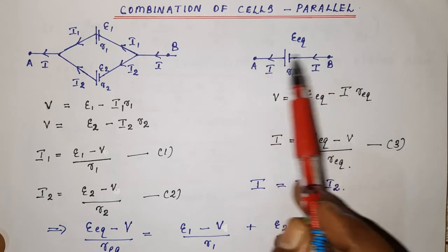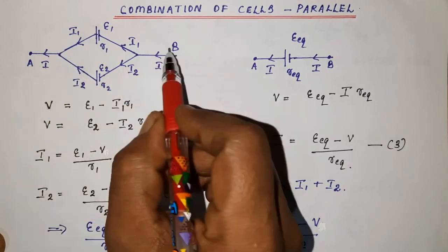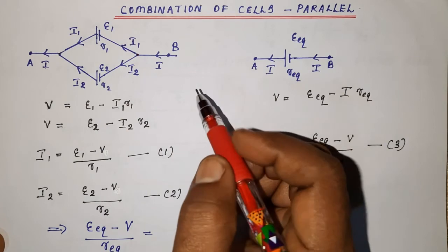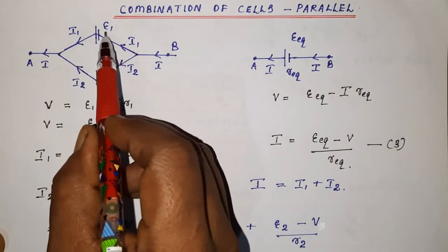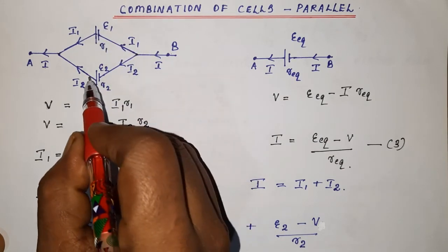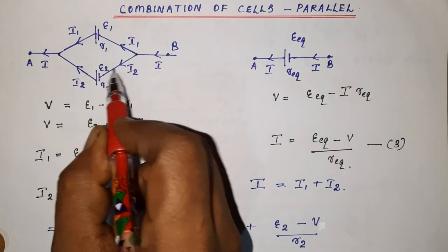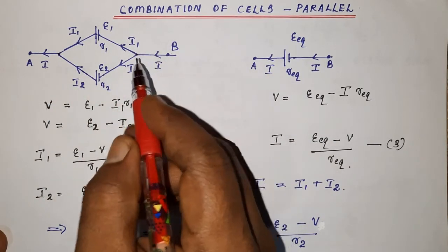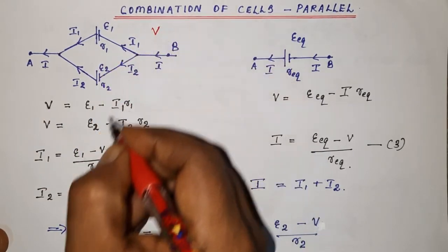So between the two points A and B, what is the case? Since the cells are connected in parallel, their terminal potential difference will be the same. That means VAB will be the same as the terminal potential difference of the cell of EMF epsilon 1, and that will be the same as the terminal potential difference of the cell of EMF epsilon 2. So that terminal potential difference we write as V. V is that common terminal potential difference.